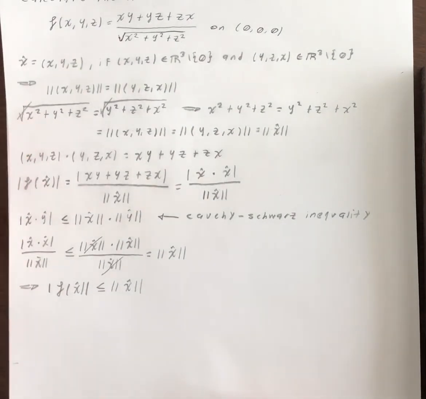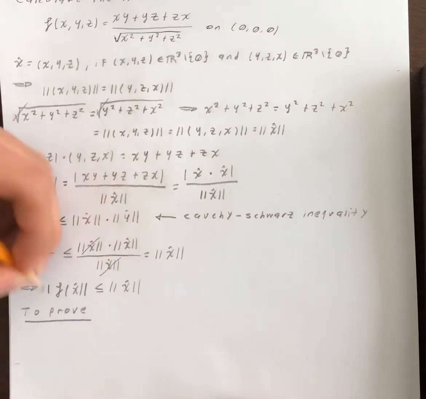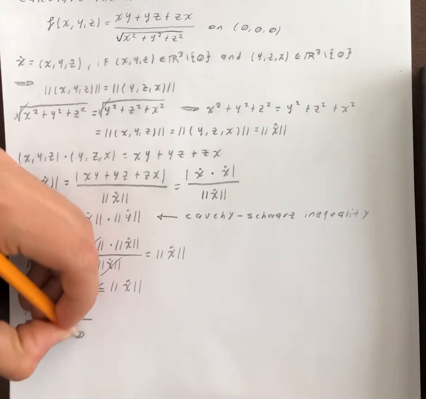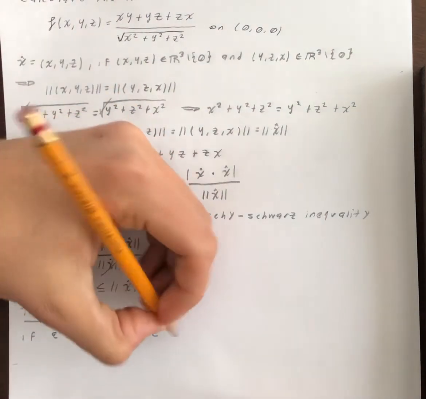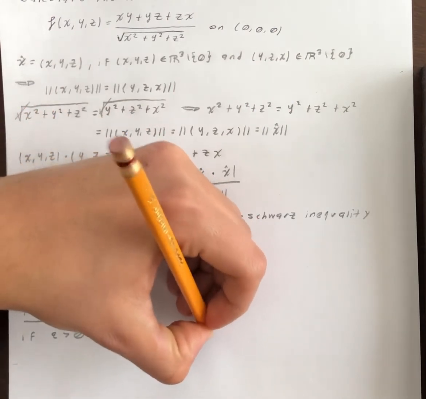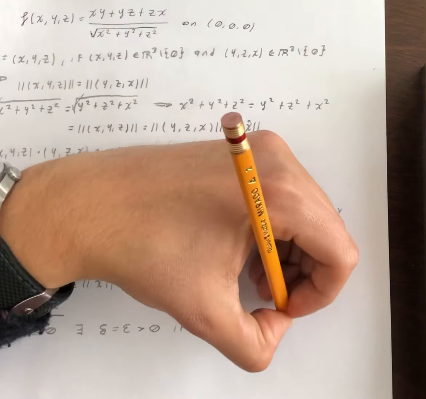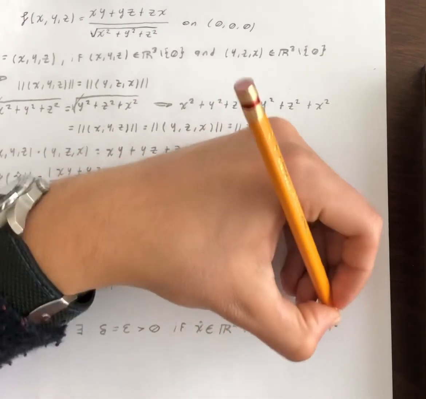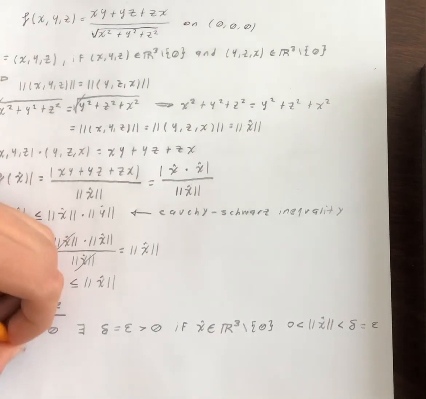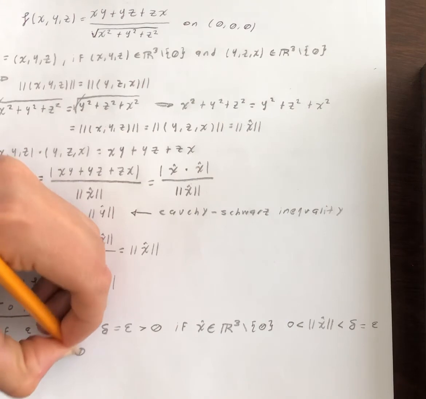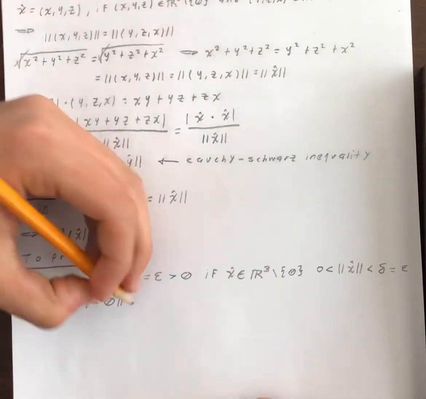So we want to prove that this limit is equal to 0. To prove that, if epsilon is greater than 0, there exists delta equal to epsilon, arbitrary, greater than 0. Then if x is an element of R3 minus 0, given that 0 is less than the norm of x less than delta, which is equal to epsilon, then the function minus the limit, that in this case we want to prove is 0, is less than epsilon.